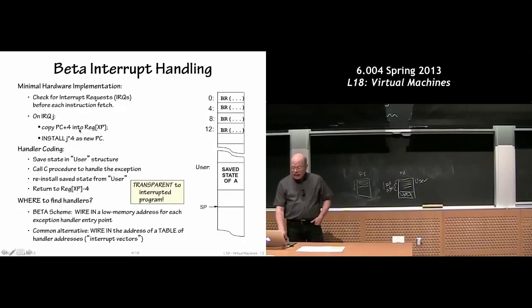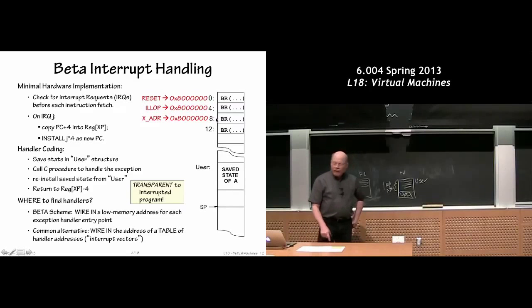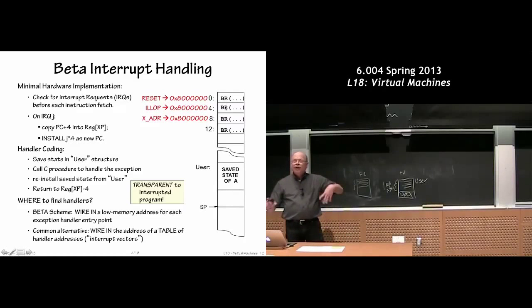Where do we go when we take an interrupt? Well, the Beta is very simple. When you do a reset, it starts running at location 0. And if you get an illegal operation, a so-called synchronous exception, it's going to make a forced procedure call to the instruction at location 4 in main memory. And otherwise, for external interrupts, it's going to go to location 8. So you have a whole one instruction to deal with the interrupt. And of course, those instructions are branches off to where all the rest of the code lives.